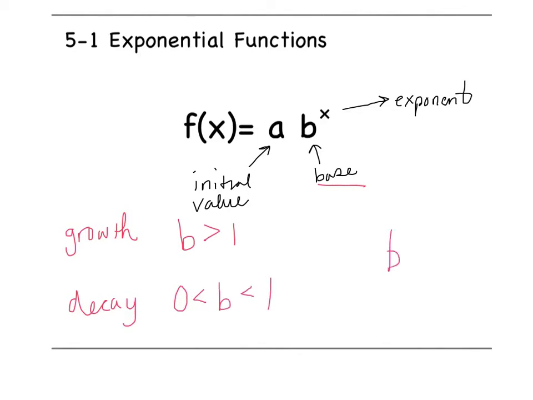The base can never equal 1. It's not an exponential function if the base is 1. So if, for instance, you had 2 to the x, that would be a growth. If you had 1/2 to the x, that would be decay. Or you could have a function that was 2 to the negative x. And these are the same thing, right? Negative means the 2 needs to go into the denominator.